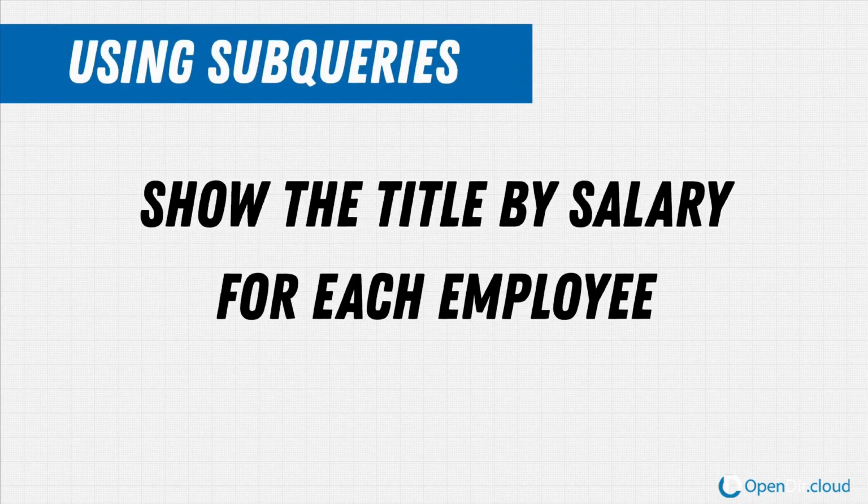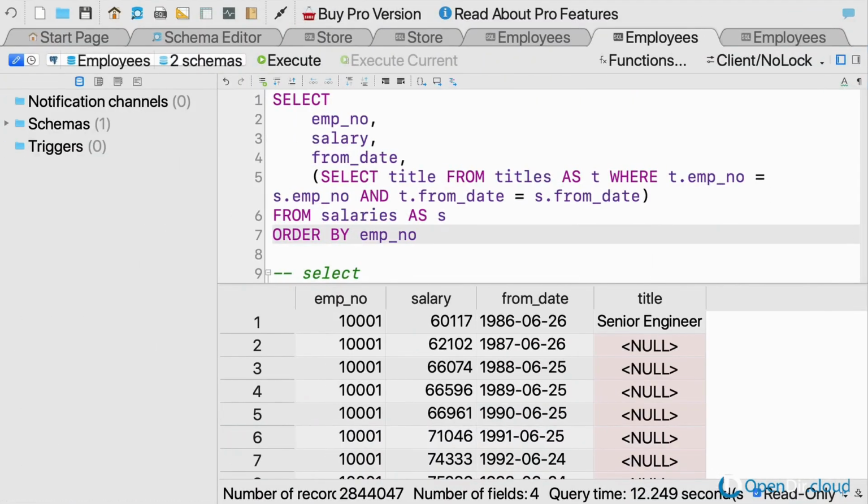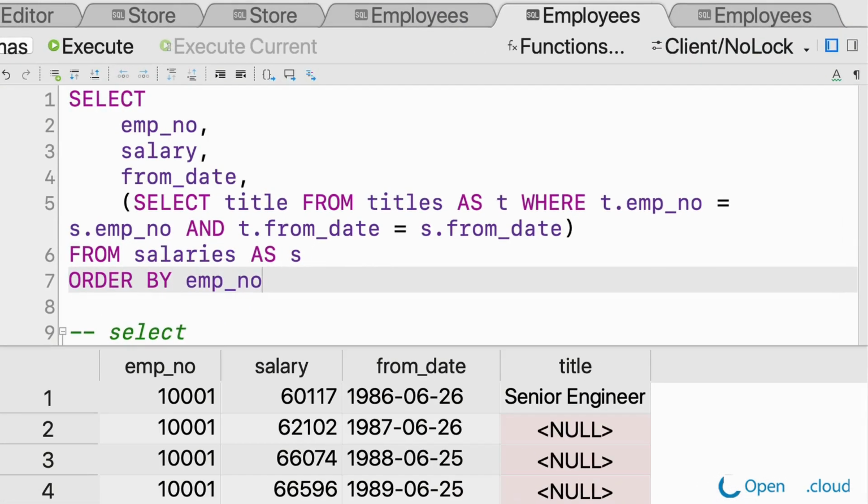Now, the second question I had for you was, show me the title by salary for each employee. And this is going to be an extremely interesting query to look at. So let's go take a look at it. Over here, we have a very interesting query. We're selecting employee number, salary, from date. And we have a subquery in the select clause.